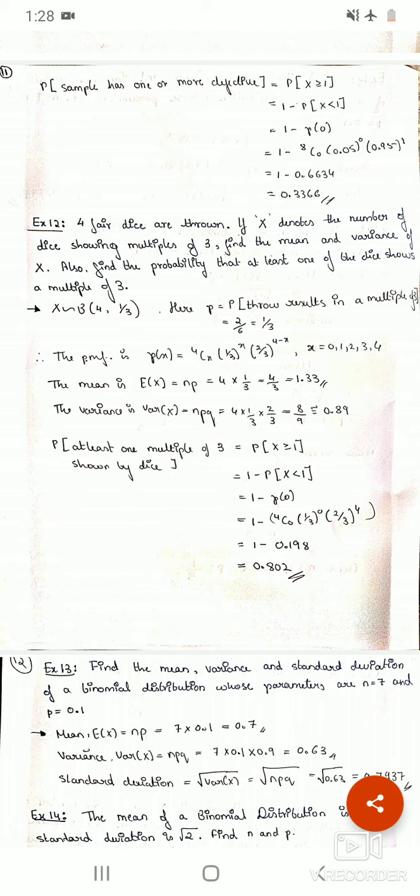So today we'll be solving the last set of binomial distribution problems. We'll start with the 12th problem. The question is, four fair dice are thrown. If x denotes the number of dice showing multiples of 3, find the mean and the variance of x. Also find the probability that at least one of the dice shows a multiple of 3.